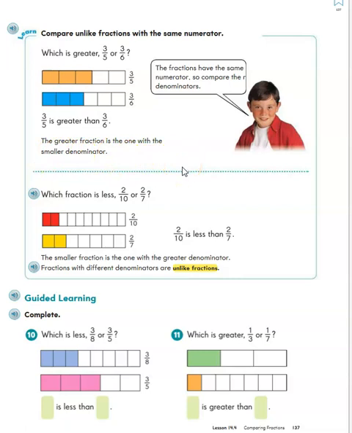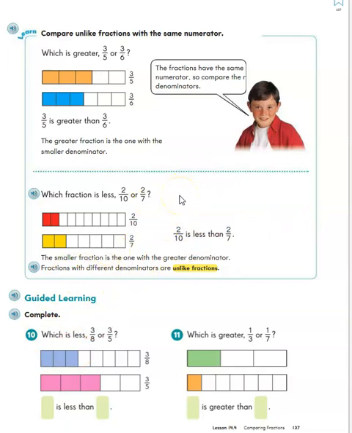So that's a little tricky. The way we want to think about it is that as the denominator gets bigger, the pieces get smaller. So if we have the same number of pieces, like in this case with the numerators being the same, then if the denominator gets bigger, the pieces get smaller.